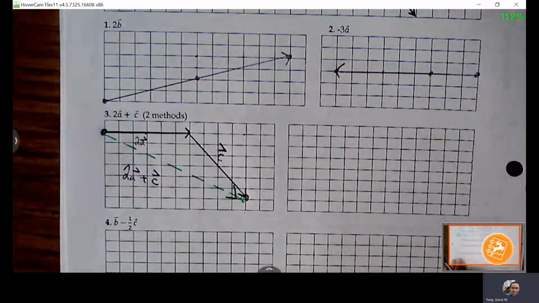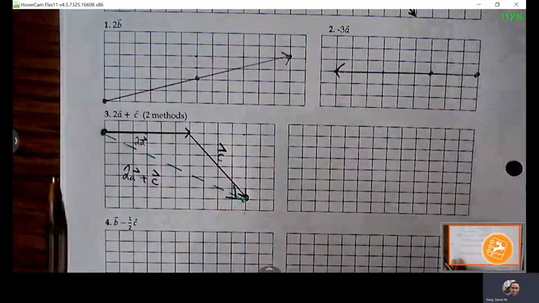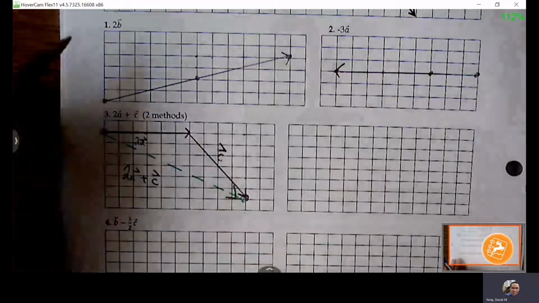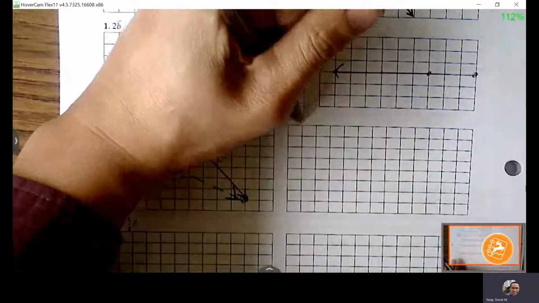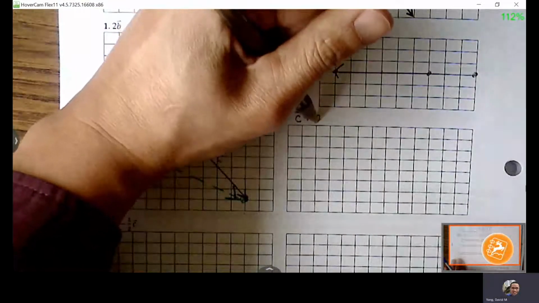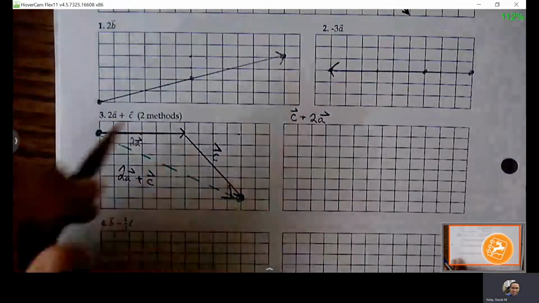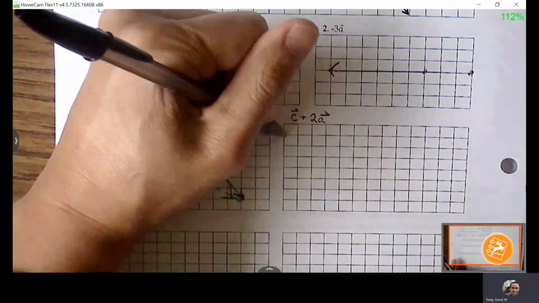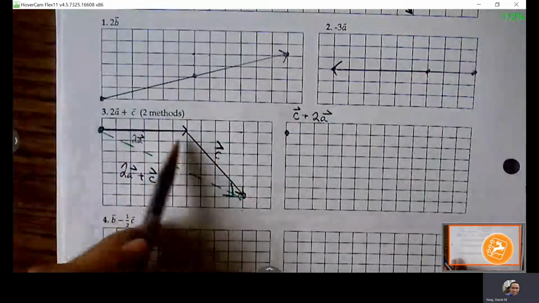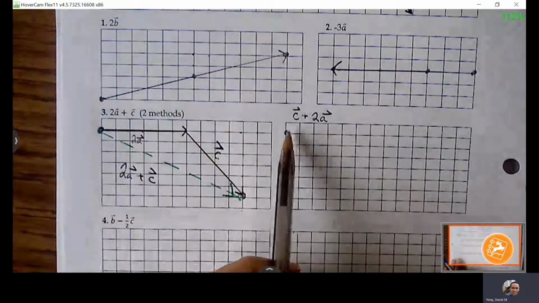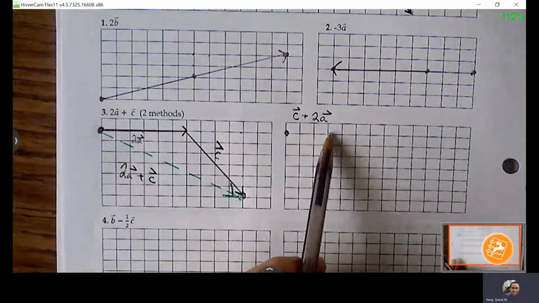Okay, so let's try it. Let's say we did vector C first. So let's say you want to do C plus 2A. We should get the same result. Again, I'll start at the same location, but instead of doing 2A, I'm going to do vector C first. So vector C is over 4, down 6.